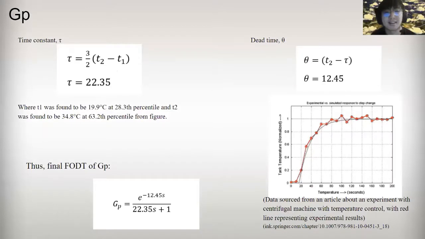To form transfer function GP, data from a research article was used, as seen in the graph at bottom right corner, and time constant and dead time could be found. Next.